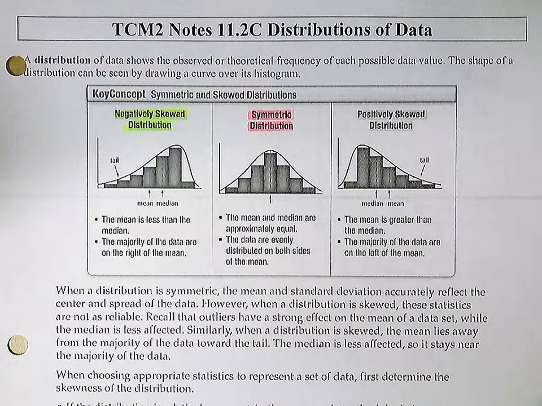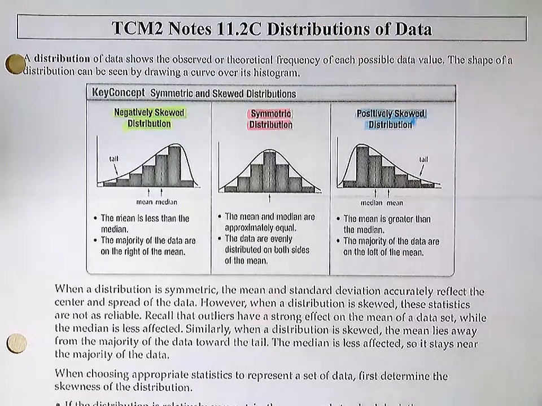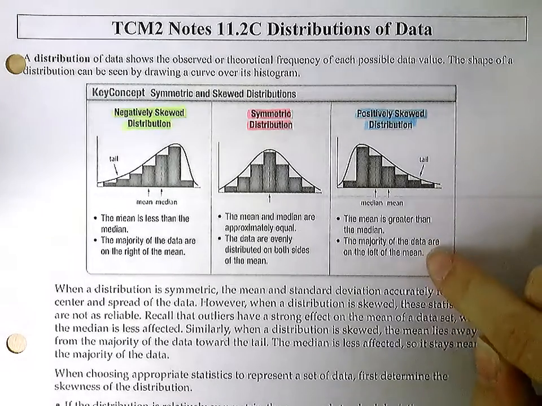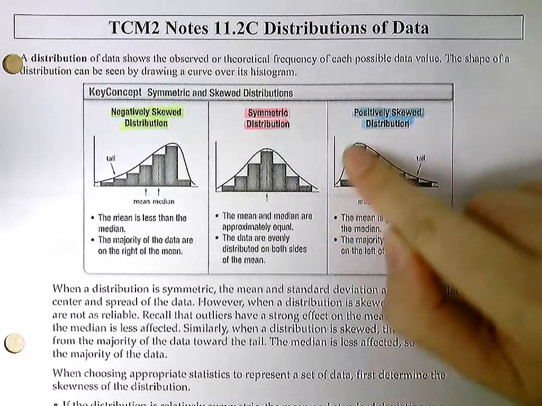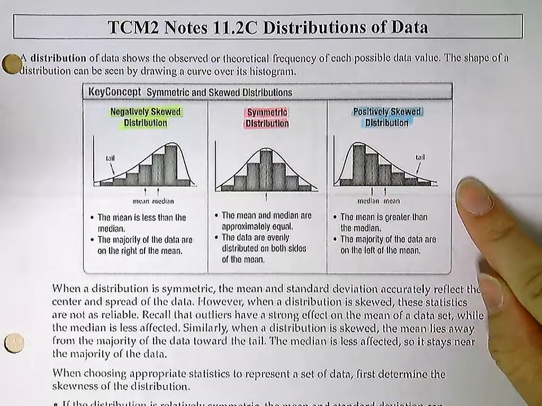The last one is a positively skewed distribution. That is when your mean is greater than the median. And your data are on the left. So it goes up really high first here and then back down.